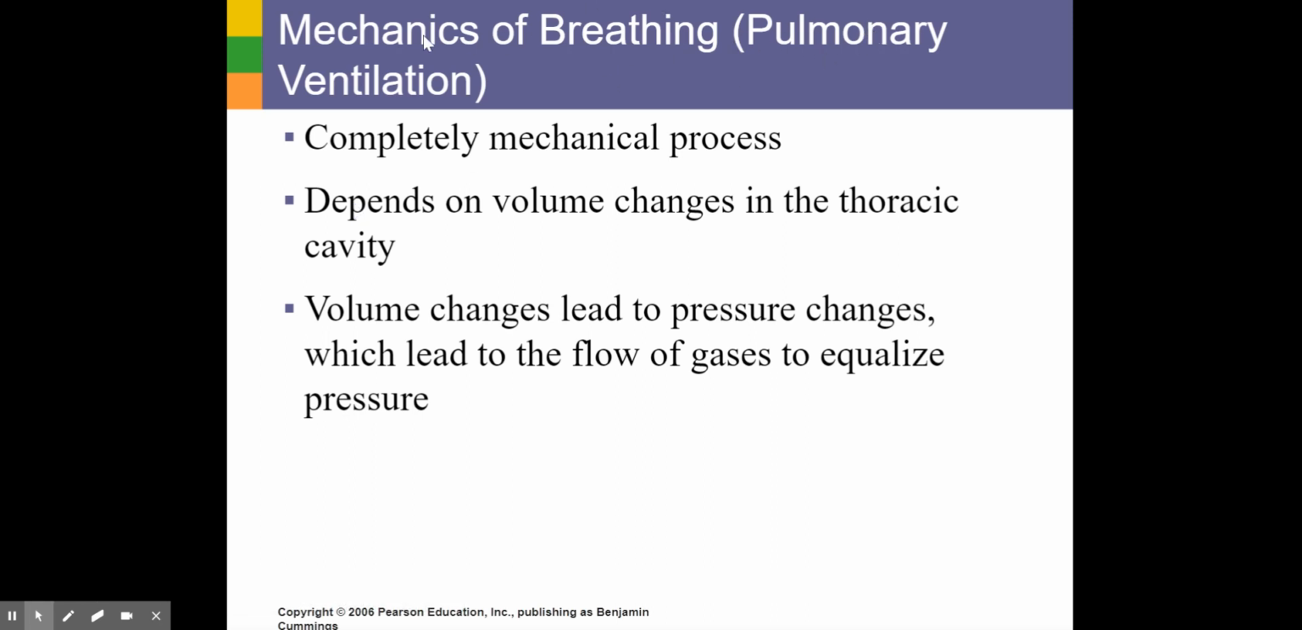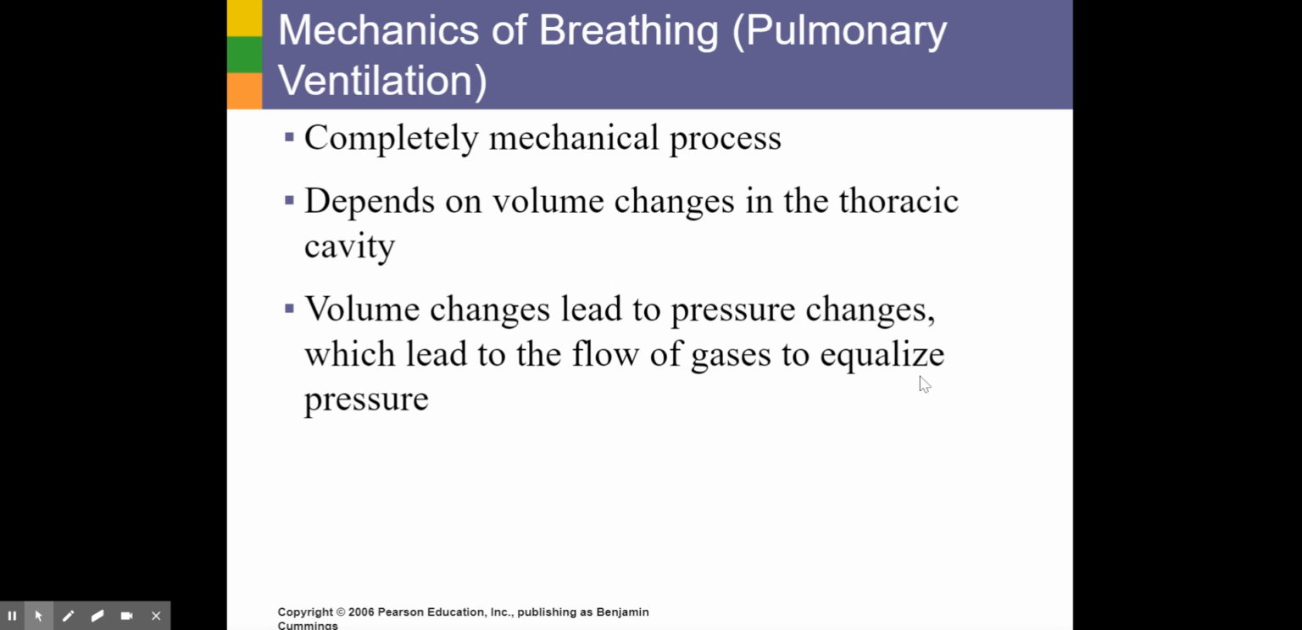Mechanics of breathing. So we talk a little bit about this pulmonary ventilation, the movement of air. This is a completely mechanical process. It depends on two things: volume changes as well as pressure changes within the thoracic cavity. So what happens here is when we change volume, it changes pressure.